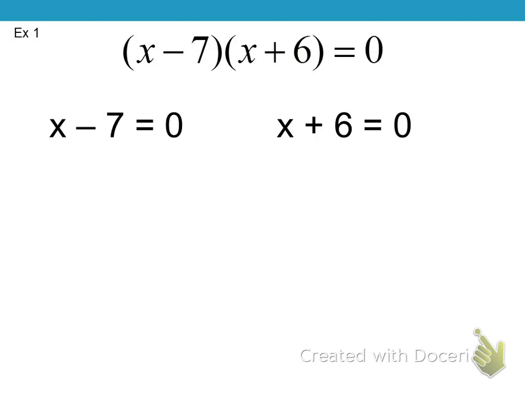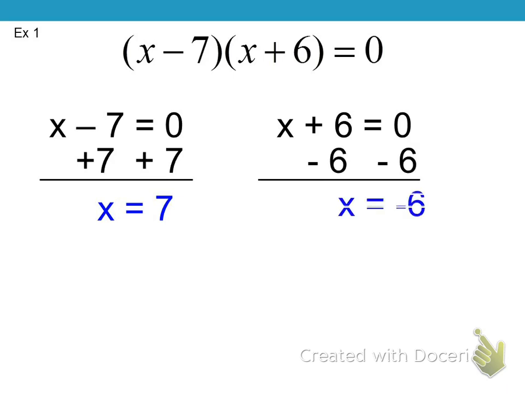How would you solve that first one? Add 7 to both sides. We get x equals 7. The second one? Minus 6 from both sides. You get x equals negative 6. So you can write them separately and circle them both, or you can write them in one x equals and just put both answers. I'm okay with either way. What are your questions?